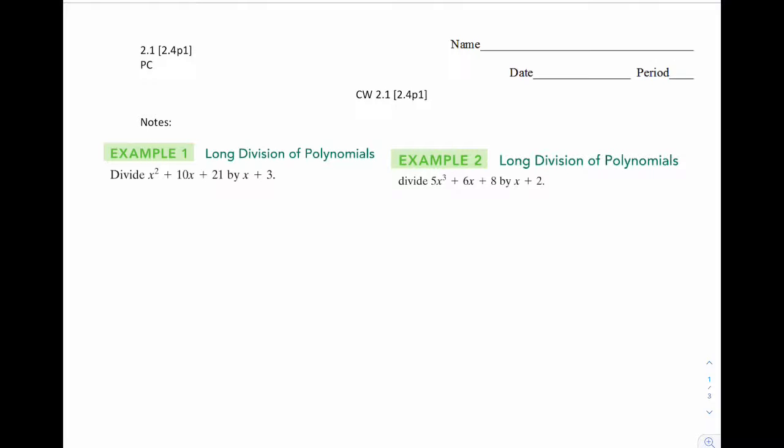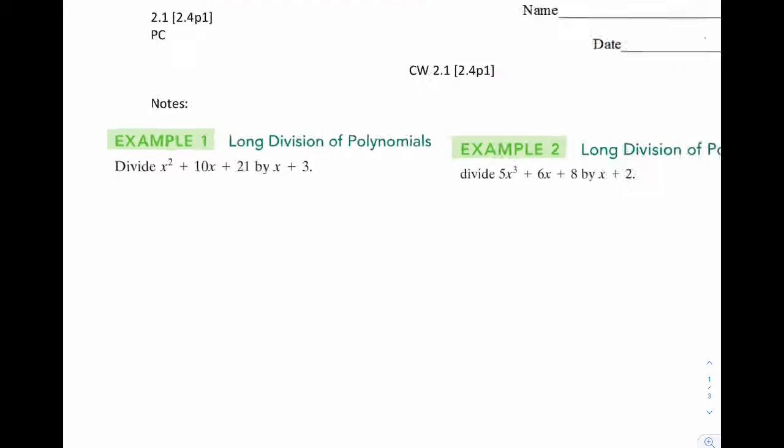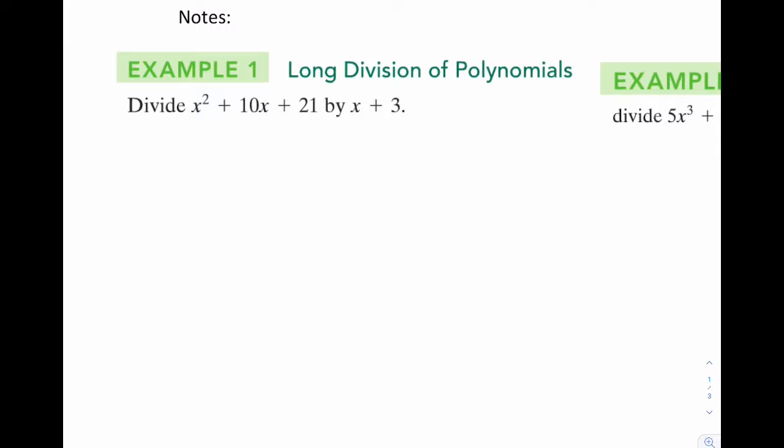Welcome to CW 2.1. Today we're covering long division. Let's go to example 1 right here. So start by drawing your division house. Let's put in the dividend right here, and then the divisor on the outside. So this should look pretty familiar.